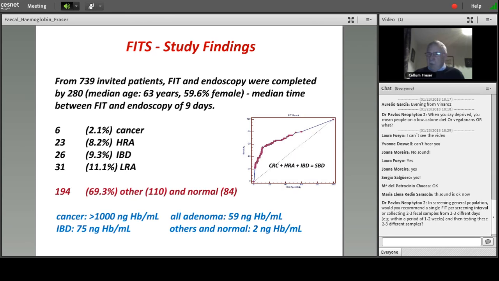We should note this, as well as in screening, people with cancer have much higher fecal hemoglobin concentrations than people with very uninteresting disease and the normal person. You can see huge differences, and those with IBD and adenoma come in the middle, and we'll see that later on.